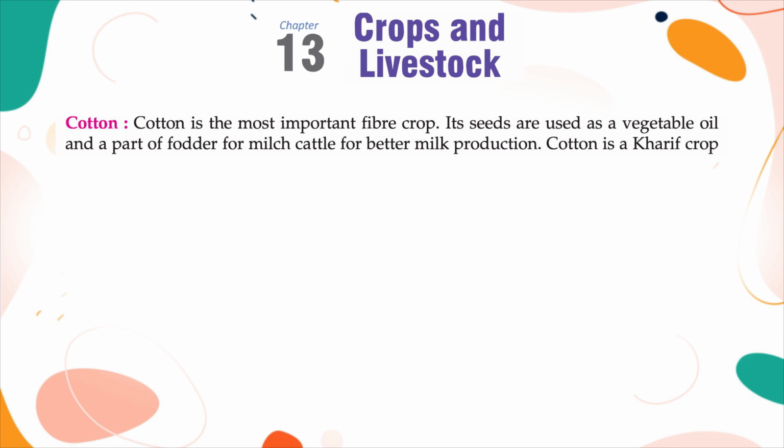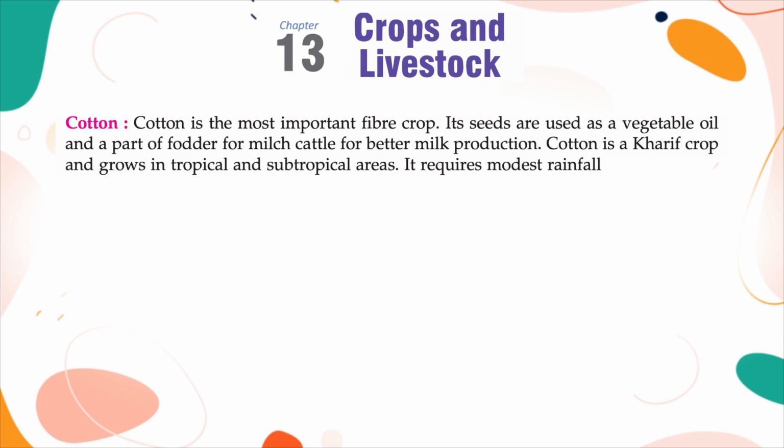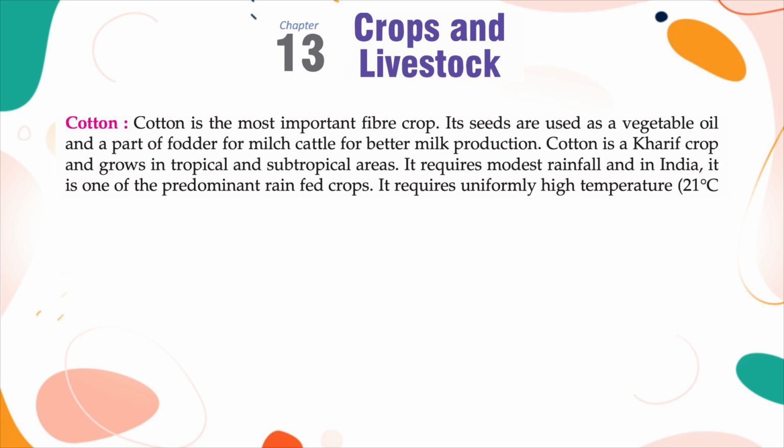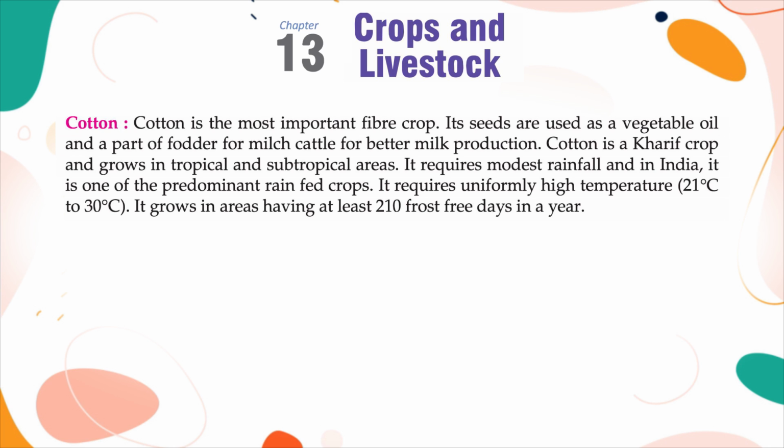Cotton is a kharif crop and grows in tropical and subtropical areas. It requires modest rainfall and in India, it is one of the predominant rain-fed crops. It requires uniformly high temperature, 21 degrees Celsius to 30 degrees Celsius. It grows in areas having at least 210 frost-free days in a year.